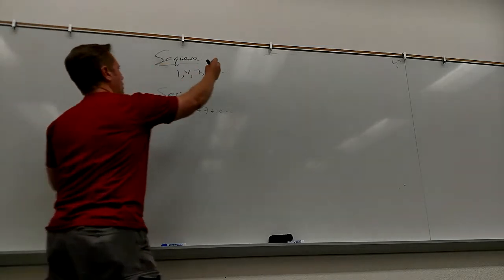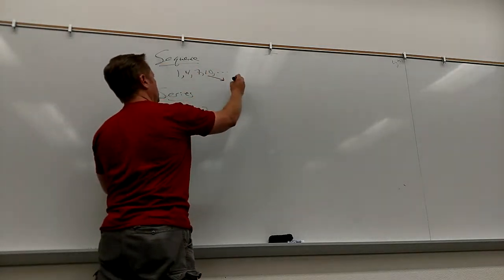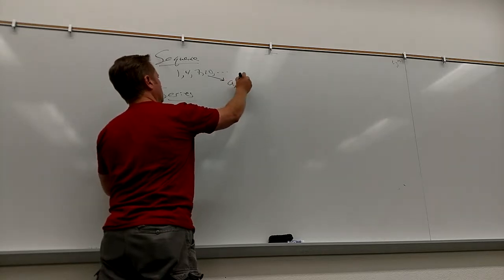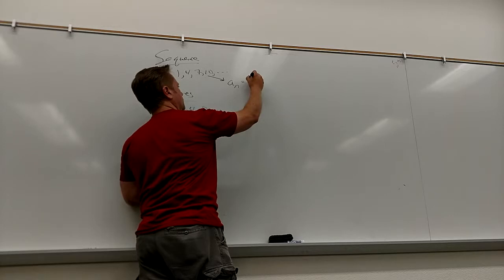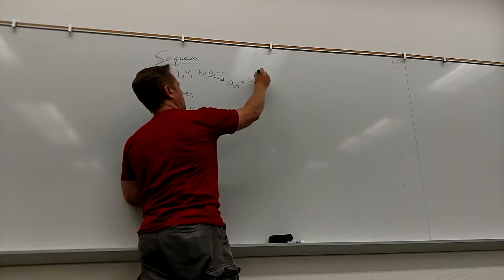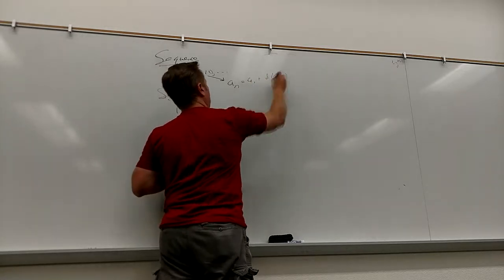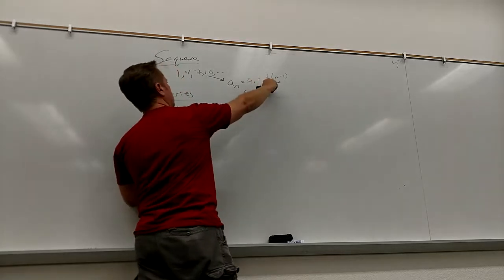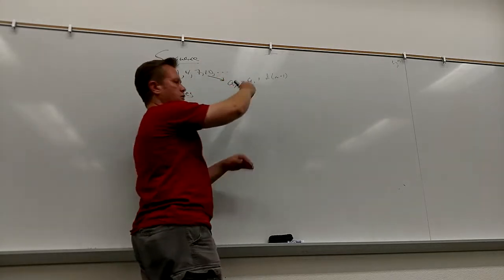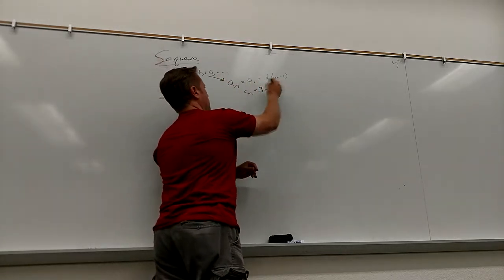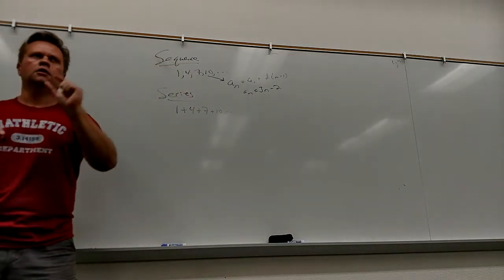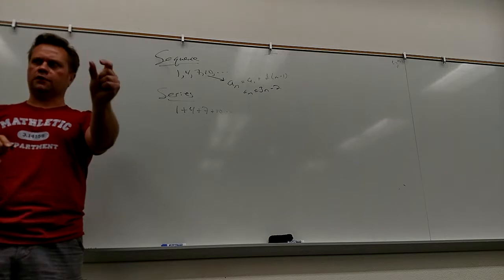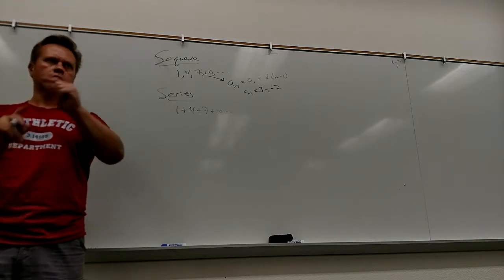Well, somebody help me out. Did we just do this one? What was the formula for this one? a_n equals a_1 plus d times n minus 1. Yeah. And then we got 1 plus 3 times n minus 1. So it came out to be 3n minus 2. Is that cool? Okay. So that's the formula to find a specific term in a sequence.